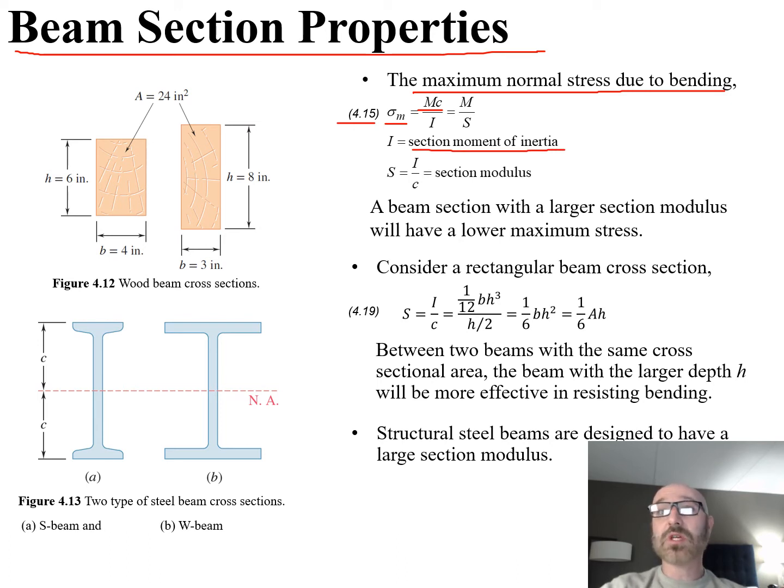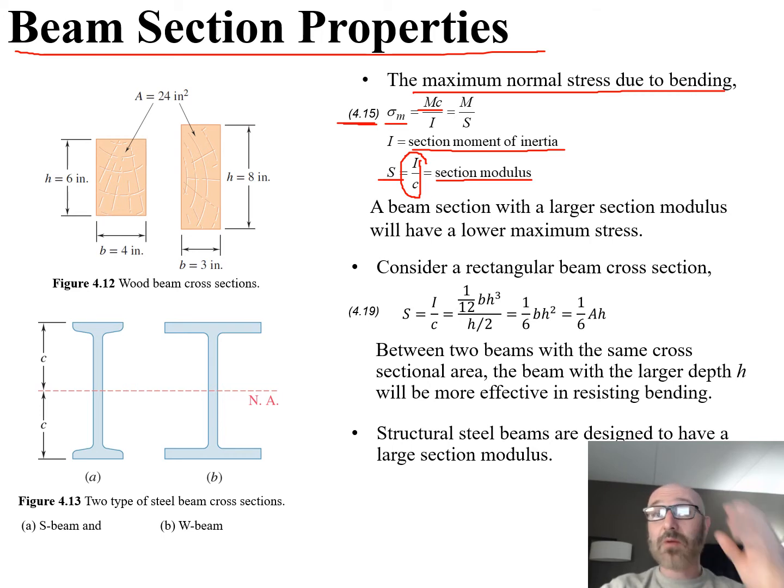Now we also have this relationship that we saw previously on the last slide, this S value. This S is our section modulus, and this is equal to I over c, again, where I is that section moment of inertia and c is that distance to the outer surface. So we can plug that in, and then 4.15 comes down to sigma m is equal to M over S when we plug in that S is equal to I over c.